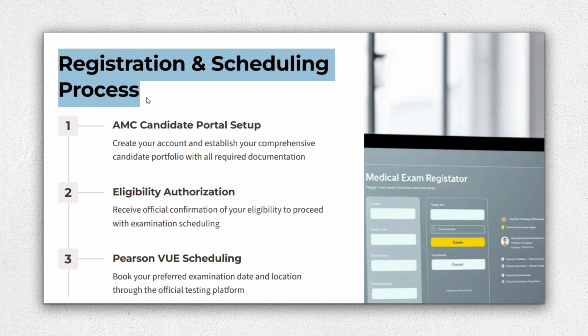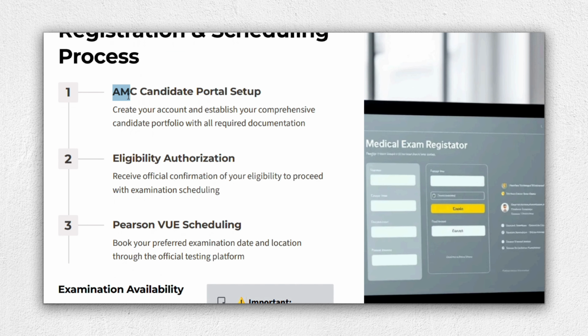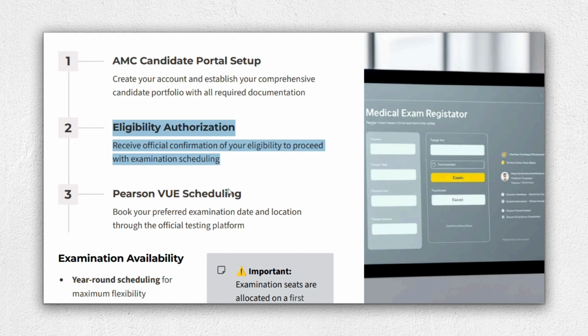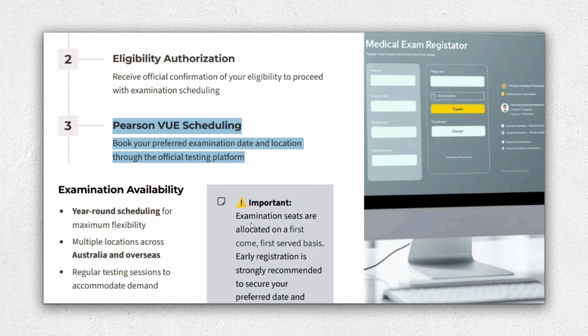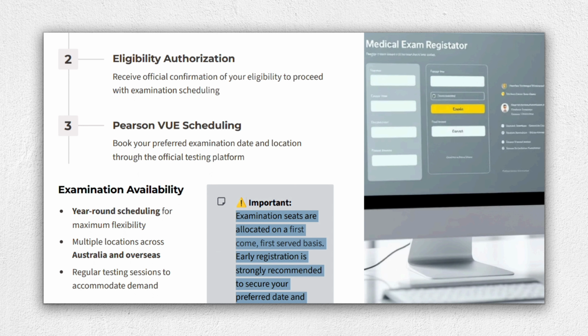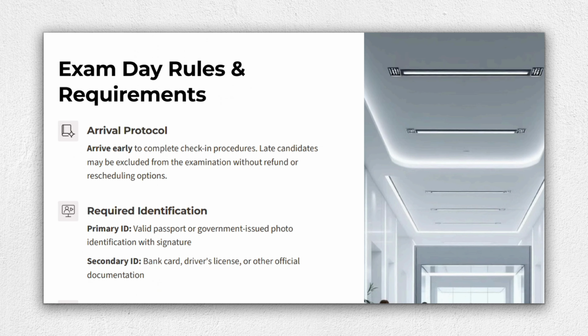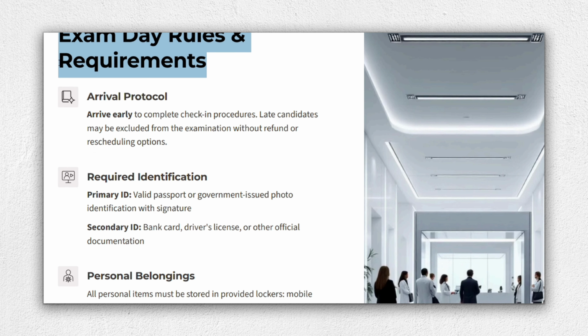Okay, so now you know the level, but how do you actually register and schedule this exam? Registering is simple, but there are steps you must follow. Log into the AMC candidate portal and set up your AMC portfolio. Once reviewed, you'll receive an eligibility authorization. With that, you can book your exam through the Pearson VUE system. Exams are held year-round, just not in the months of January and December, both in Australia and overseas test centers. A quick tip: seats are allocated on a first come first served basis, so book your spot as soon as you're eligible.